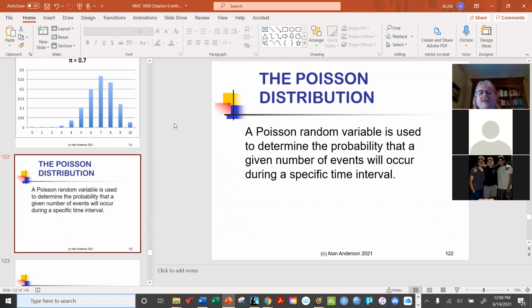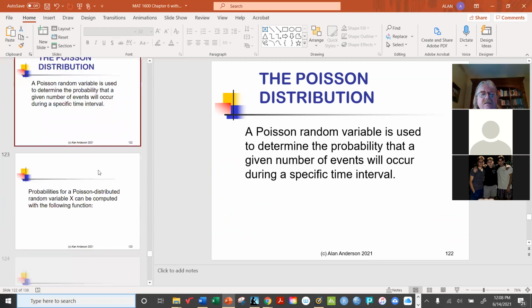Actually, an interesting example I saw in one of my books was somebody was making chocolate chip cookies. And the question was, what's the probability that 8 out of 10 cookies had at least 2 chips or something like that? And they used the Poisson distribution for that. But here, again, we're going to focus on time.